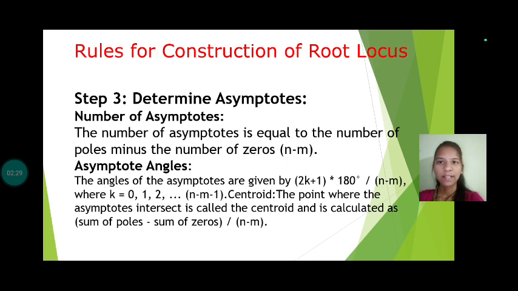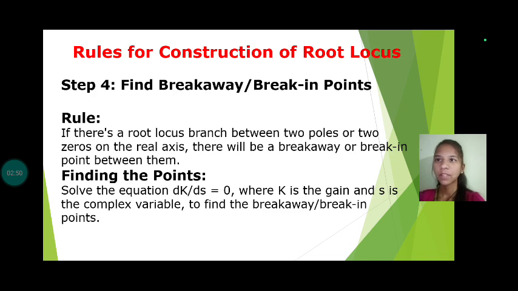Now, centroid. The point where the asymptotes intersect is called the centroid and is calculated as the sum of poles minus the sum of zeros, divided by n minus m, where n is the number of poles and m is the number of zeros.